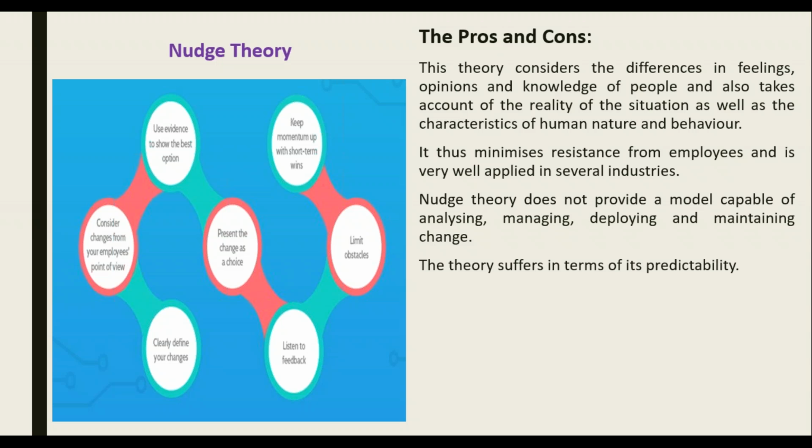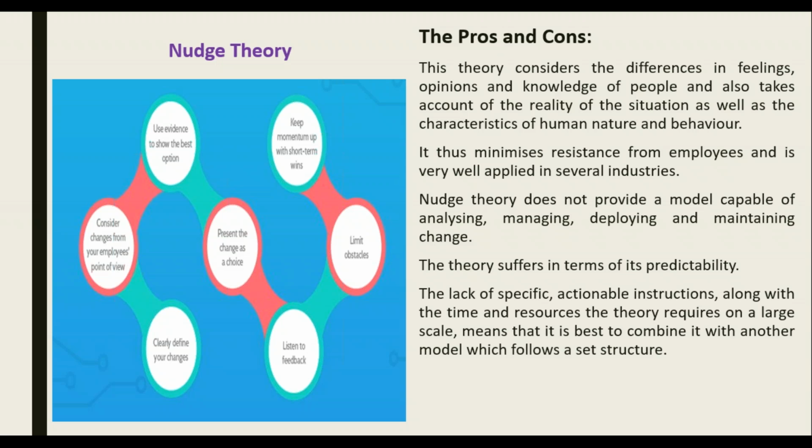While it's possible to improve the landscape for the changes, the choice ultimately has to lie with the employees, which can make the outcome uncertain. The lack of specific, actionable instructions, along with the time and resources nudge requires on a large scale, means that it's best to combine it with another model, which follows a set structure. That way, it's possible to have a specific action plan while getting a large amount of support from the team.